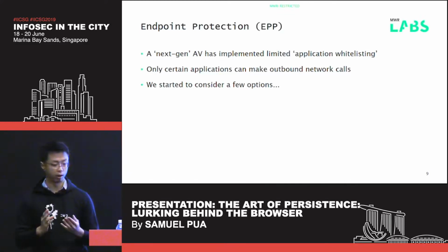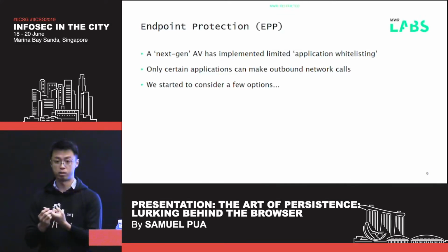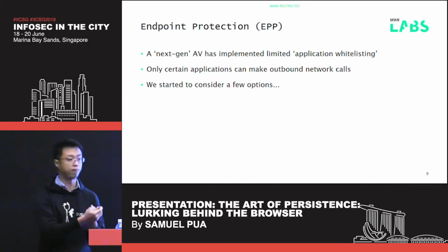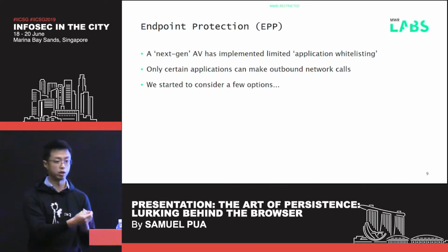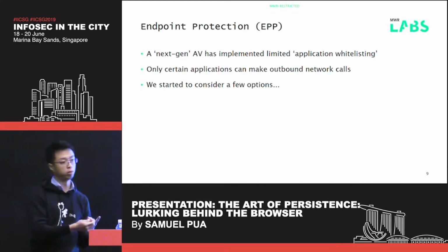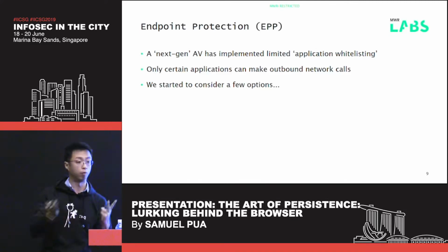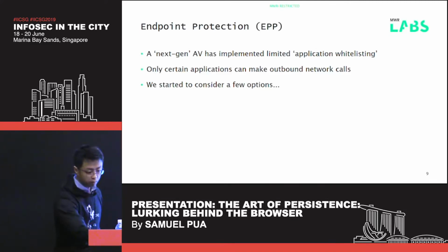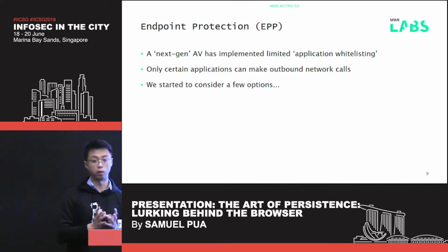So now we know there are 2 goals. First, we need to make sure that whatever stored payload we put in there works, either by getting it whitelisted or leveraging a whitelisted application. And 2, to make sure that it's able to make an outbound network call. With these goals in mind, we started to consider a few options to make sure that these 2 goals work.